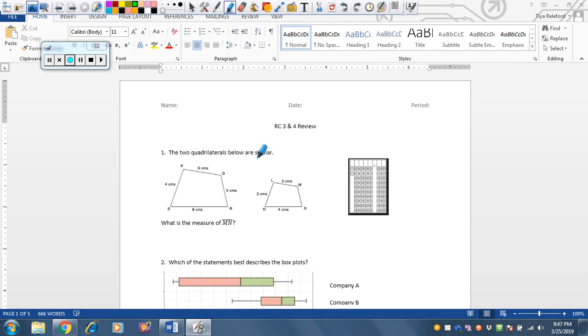Okay, your key word for here is similar. That means you are setting up proportions, which means you need to color code. This side matches this side. This side corresponds to this side. Now be careful, sometimes they turn them around on you. They didn't this time, but they could.